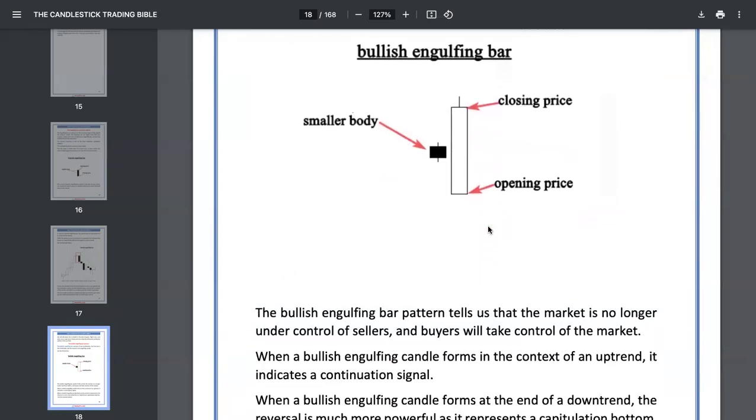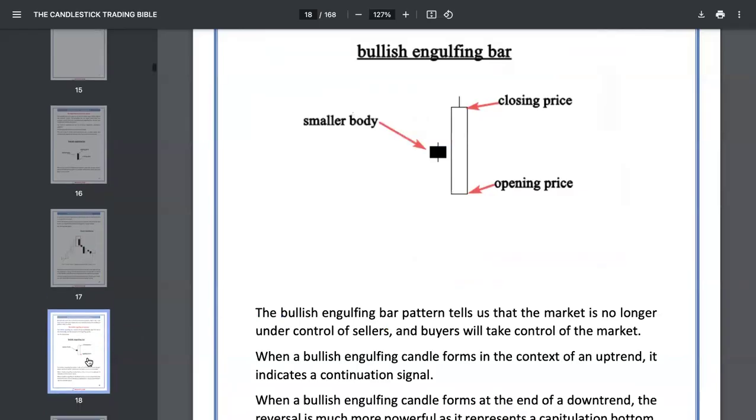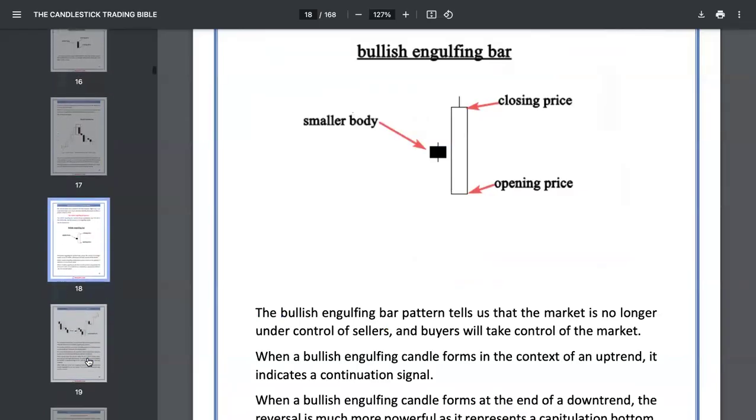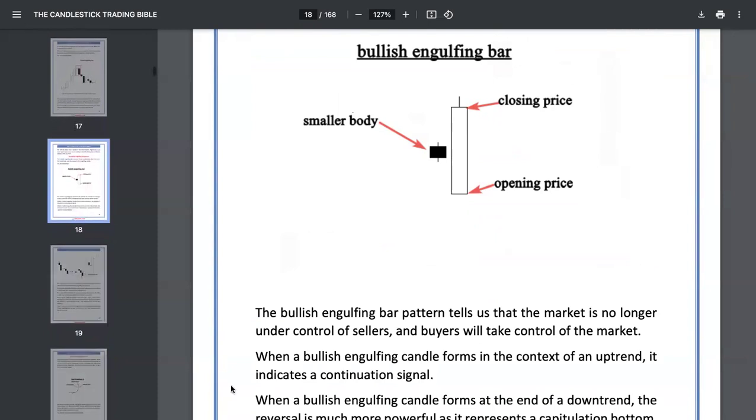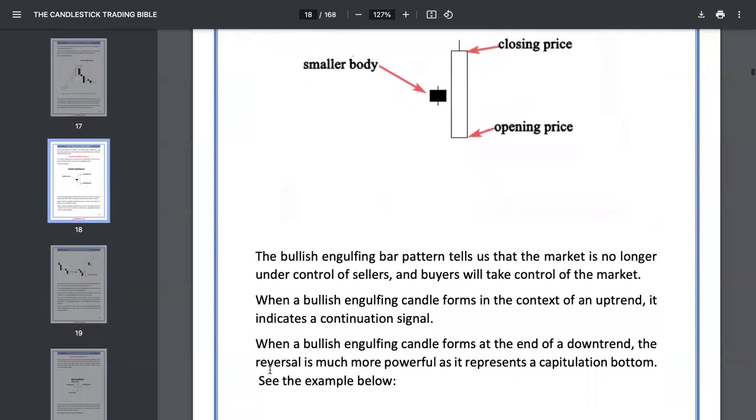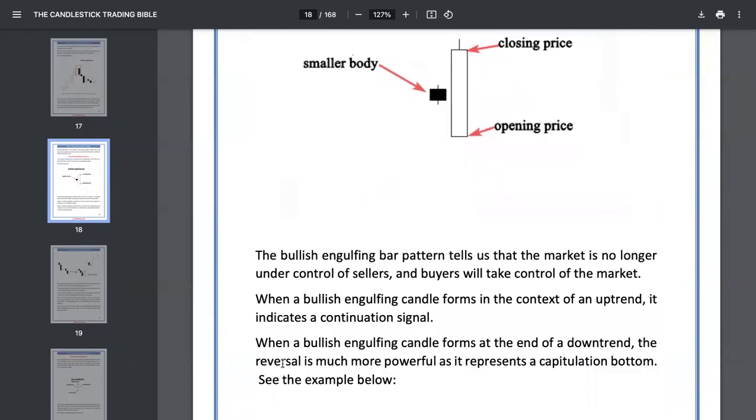The bullish engulfing bar pattern tells us that the market is no longer under the control of the sellers, and the buyers will take control of the market. When a bullish engulfing candle forms in the context of an uptrend, it indicates a continuation signal. When a bullish engulfing candle forms at the end of a downtrend, the reversal is much more powerful as it represents a capitulation bottom.